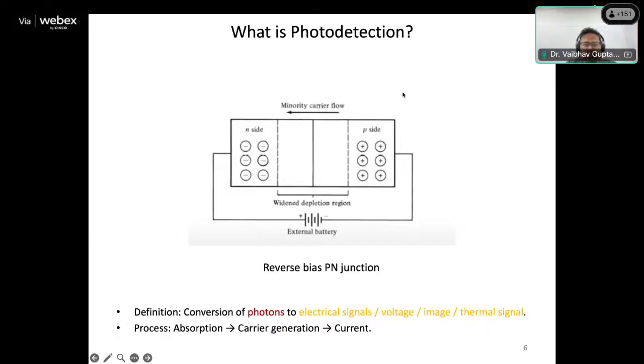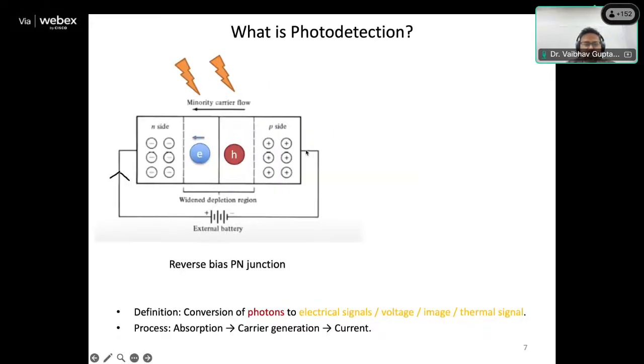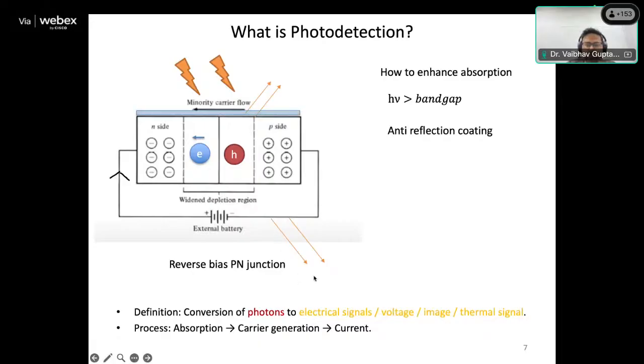So what is photo detection? Photo detection basically starts with first the absorption of the photons at this depletion region. Then these photons have to generate electron hole pairs. So whatever photons are getting absorbed, they should generate electron hole pairs. And finally, these electron hole pairs should not get recombined. They should come out into the circuit and contribute to the current. So this was the basic process of photo detection. And then we see that anti-reflection coating is also required in order to remove the reflection and transmission coefficients.